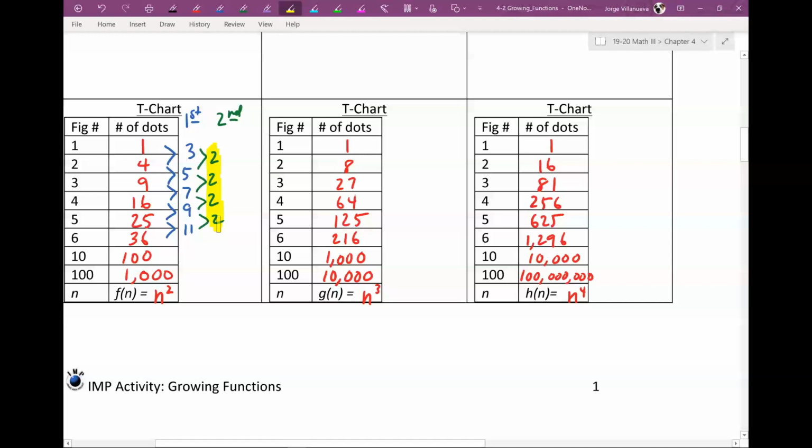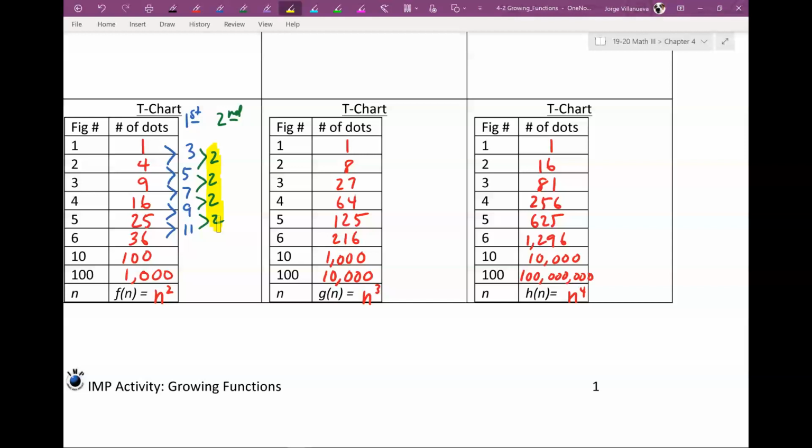Does that make sense? Okay, so we did subtraction the first time and we got 3, 5, 7, 9, 11. They didn't match. I did subtraction of those numbers and I got 2, 2, 2, and 2. Well, those match. So that means that the function should be a second power. And just like we did, we wrote it down right here, right? N squared. Okay, so if they were to give you a table, you should be able to figure out if it's a first power function, second power, third power, fourth power.